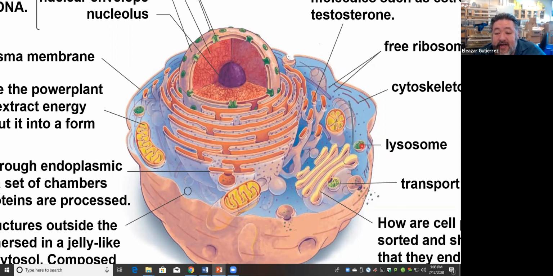So this is our waste management here. The Golgi complex, oh, very important. This guy's responsible for shipping. Okay, we'll go into that in just a little bit. Here's our smooth endoplasmic reticulum.